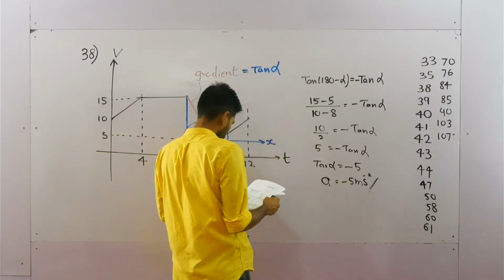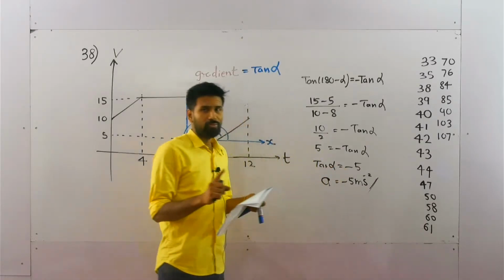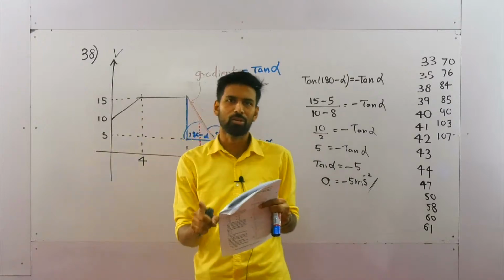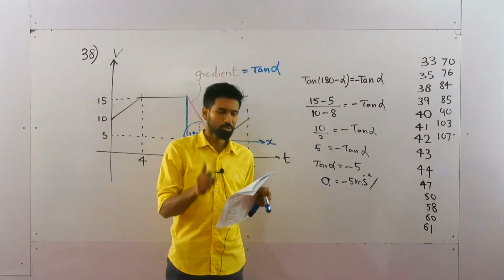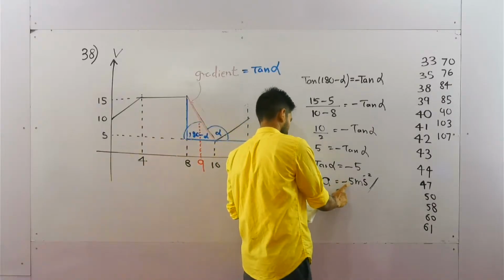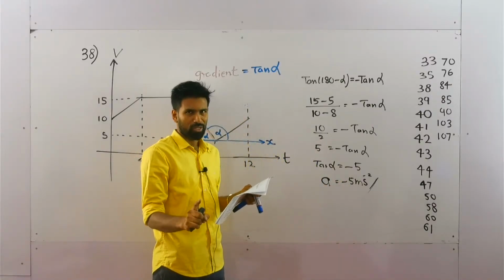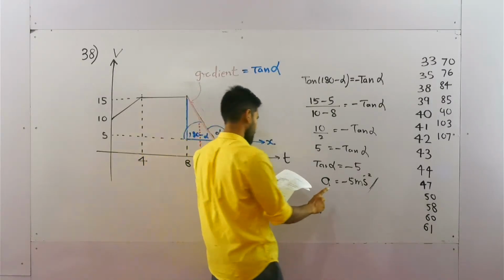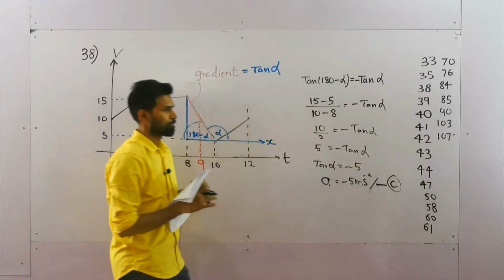Now be careful, they have asked you the acceleration. If they ask you the retardation or the deceleration, it's 5. But if they ask you the acceleration, it's minus 5. Be aware. Since they ask for the acceleration, it's minus 5. So the answer is C, not B.